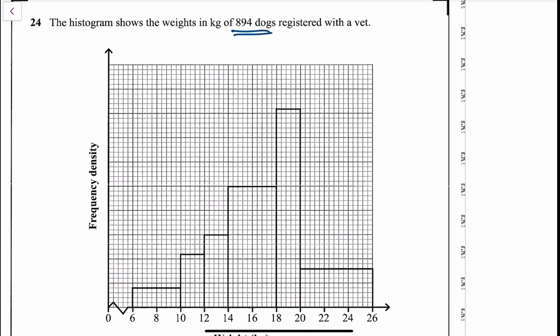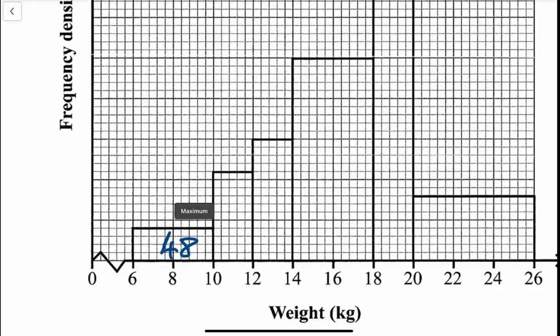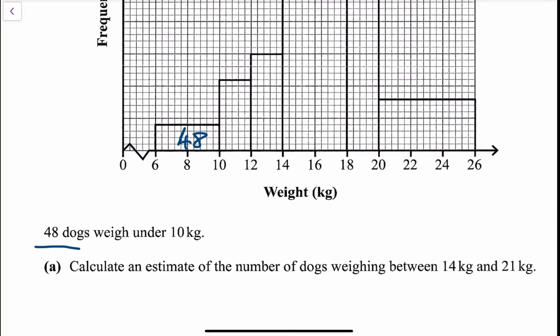Okay, it says in this question, notice I haven't got a frequency density scale, but it says 48 dogs weigh under 10 kilograms. So that means this must be 48 in this wee square, this thing here. So the height of that is 4 wee squares, it's 4 units, sorry. So the frequency density then is going to be, sorry, 4 times 12 would give you the 48. The area of that thing would be that.